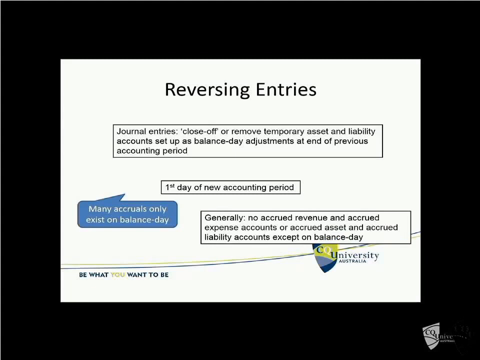So many accruals only exist on balance day. Generally, the accrued revenue and accrued expense accounts, or accrued asset and accrued liability accounts that we looked at previously, are not there except on balance day. We put them in as balance day adjustments, and then we reverse them the next day. And so they're sitting in our financial statements so that we can see the results for a period and the financial position for a period.